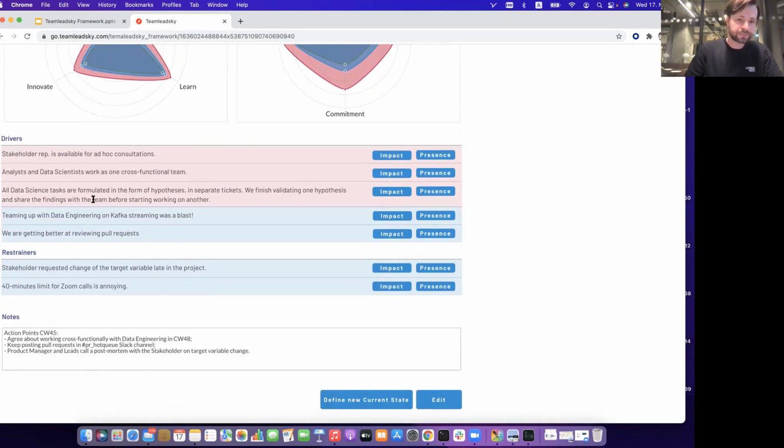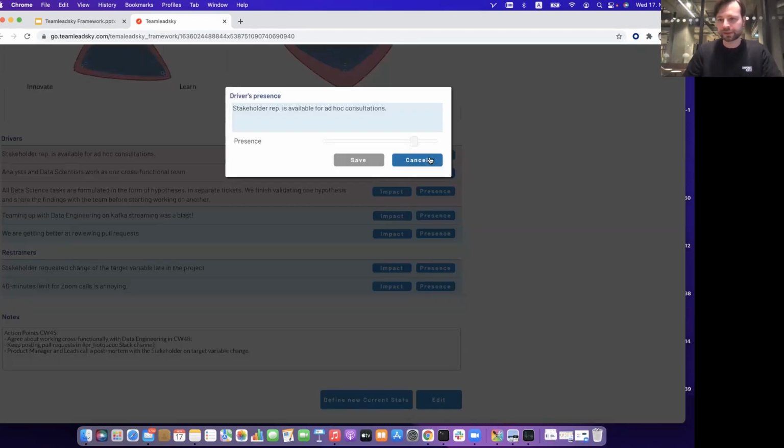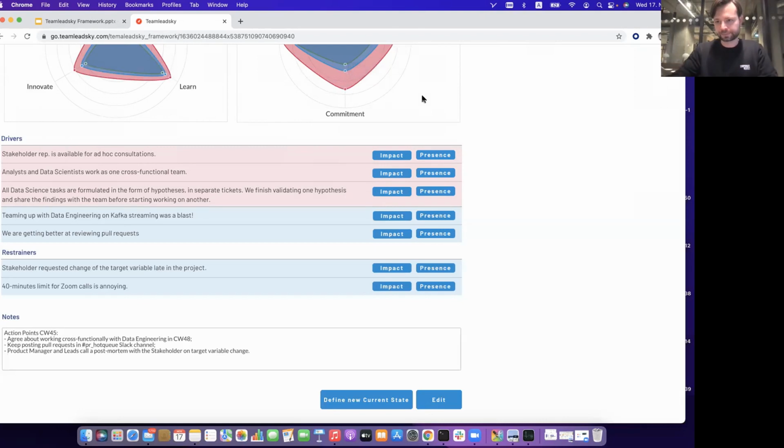These three drivers are taken from the ideal state. However, if we look at the presence, then we can see that these drivers are not fully present in the work of the team. So maybe the stakeholder representative was available, but well, probably 80% of the time. Probably some requests stayed unanswered. And that's why there is a gap between the desired state and the current state.